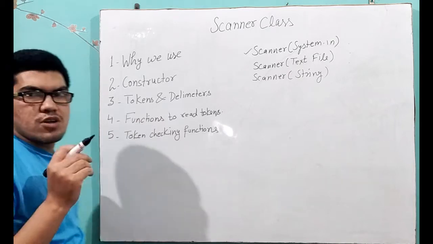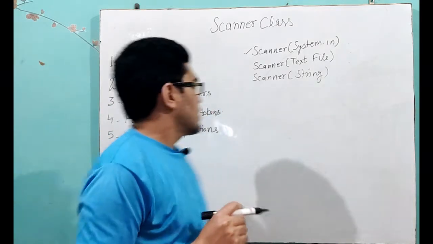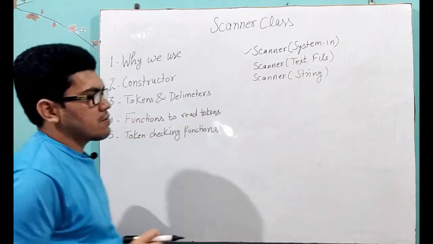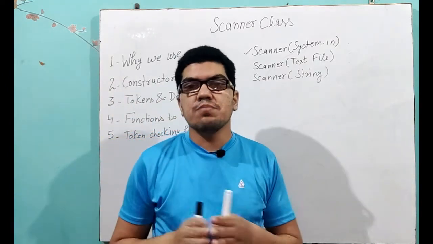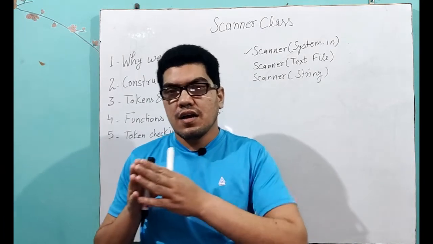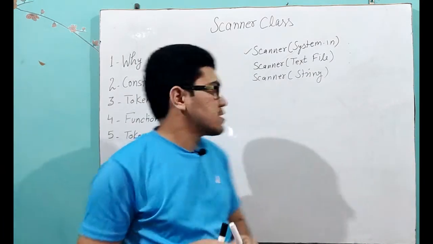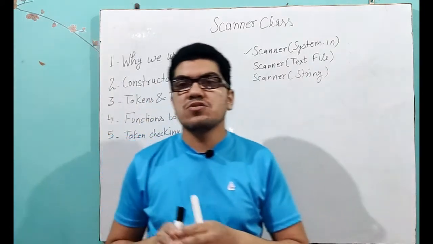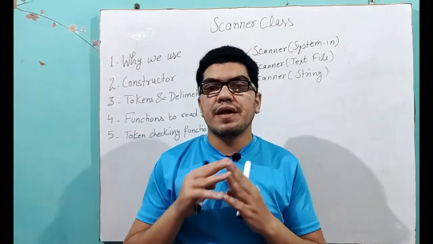Okay, so before starting the Scanner class, first we should know what is a token and what is a delimiter. A token, simply we can say, is a sequence of characters, and a delimiter is also a sequence of characters which is used to separate tokens.